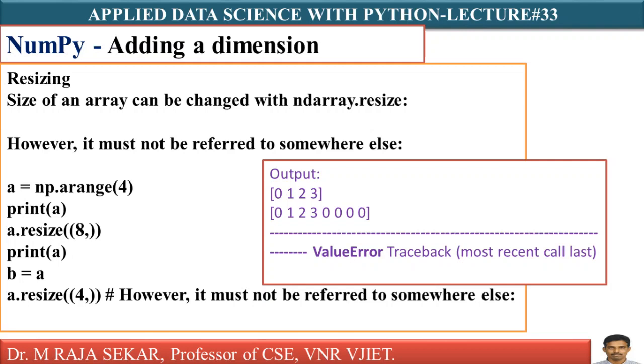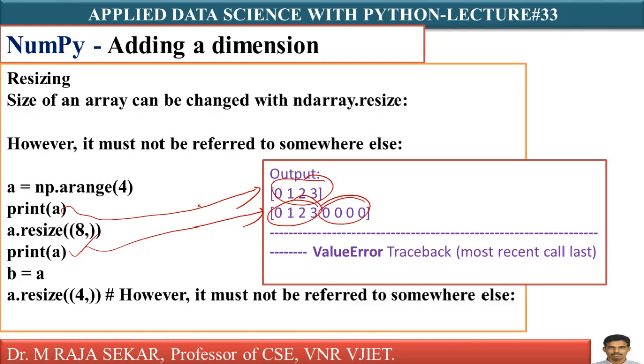That's what it says. Resize. The size of an array can be changed with ndarray.resize. It's simple and straightforward. How will it be? Just let me analyze. np.arange(4) will internally create a single-dimensional array with elements 0 to 3. Print A means these elements will get displayed. Resize 8 means you are resizing it into a single-dimensional array with 8 elements. You have 4 elements, 0 1 2 3, and what about the other 4 elements? It will keep 4 zeros. That's it. Print A means this array with 8 elements will get displayed.